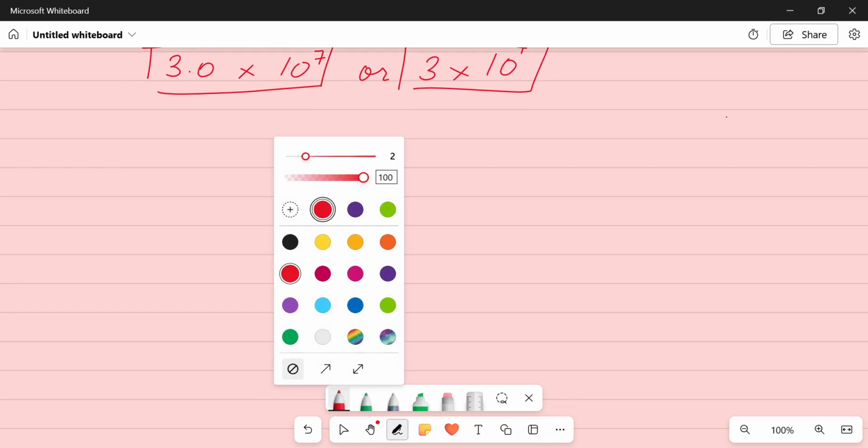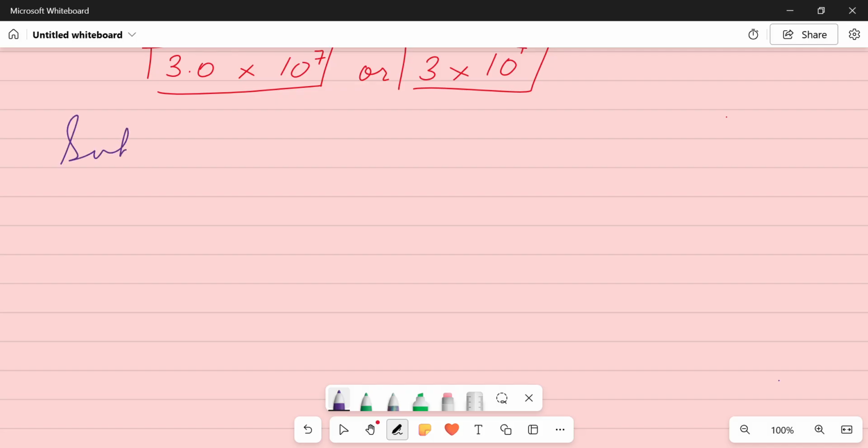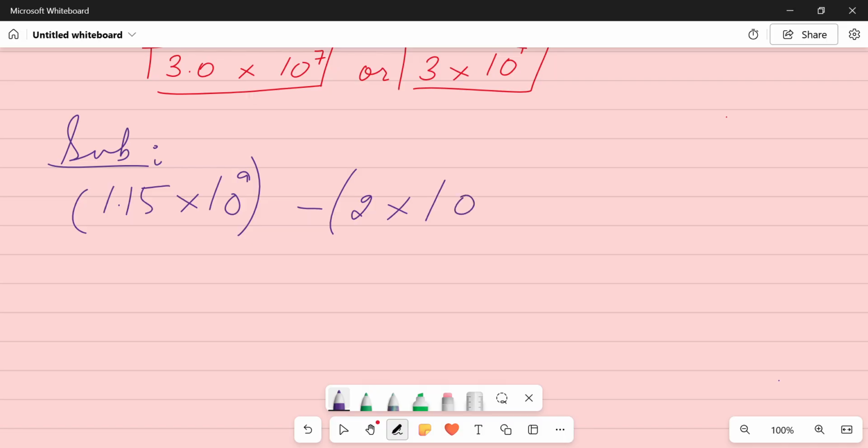subtraction. How to subtract in the standard form? So, the question is 1.15 times 10 to the power 9 minus 2 times 10 to the power 7. Now same thing here, you need to bring this 9 into 7 because here we have 7. So for this 9 to be converted into 7, you need to minus 2, right?